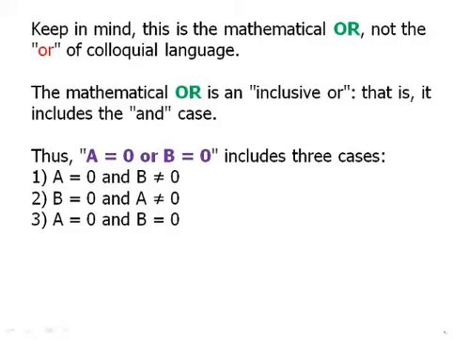You see, sometimes in colloquial language, people use the word "or" to mean the exclusive "or." They mean you could do this or that, and the implication is that you can't do both. That's the exclusive "or." That is not how the word "or" is used in mathematics. The word used in mathematics is the inclusive "or," which includes the "and" case. And this is important here, and it will become important again in the probability lessons.